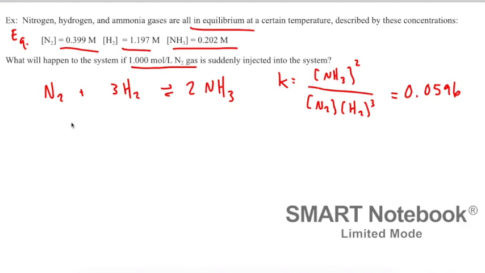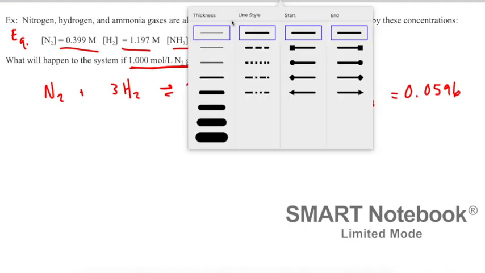So here's what happened. I suddenly injected some extra reactant. You guys know from Le Chatelier's principle that putting in excess reactant will cause the system to shift to the right and make more product. I want to know, once it re-equilibrates, once it reaches equilibrium again, what will the new concentrations be? So I'm going to do an ICE table.